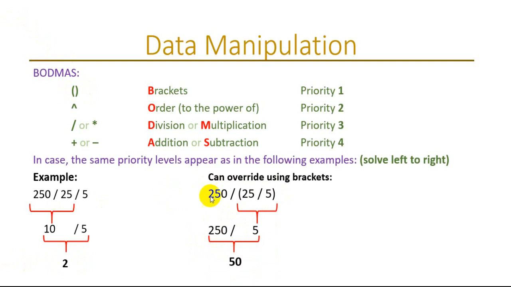Remember, if you use the bracket like this, you're going to get 50. If you don't use the bracket, you just leave it like that, you're going to get the answer as 2. So in this case both are okay. 2 is okay, 50 is okay, because here we have used the bracket, so it will calculate this way. Here we haven't used the bracket, so it will calculate this way. Just remember that.